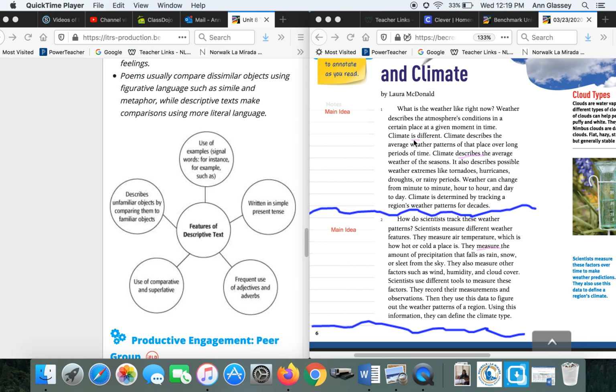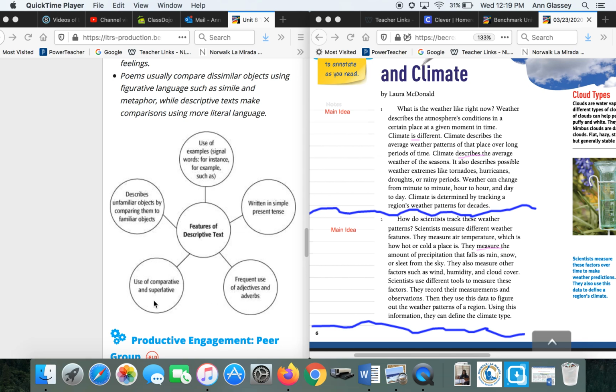Is, climate is different. Describes, climate describes the average weather. Measure, they measure the amount of precipitation. If you would like to, you can underline some examples of simple present tense other than the ones that I already showed you. They frequently use adjectives and adverbs, so we will look for those.